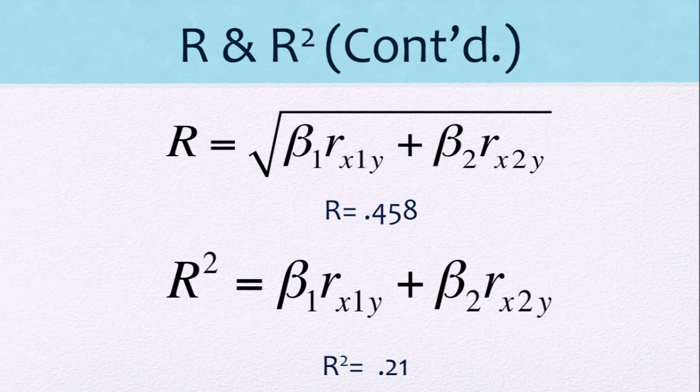To find the value of R squared, you essentially square the multiple correlation coefficient. And the multiple coefficient of determination of 0.21 essentially means here that 21% of the variance in high school grades can be accounted for by both aptitude and study hours.